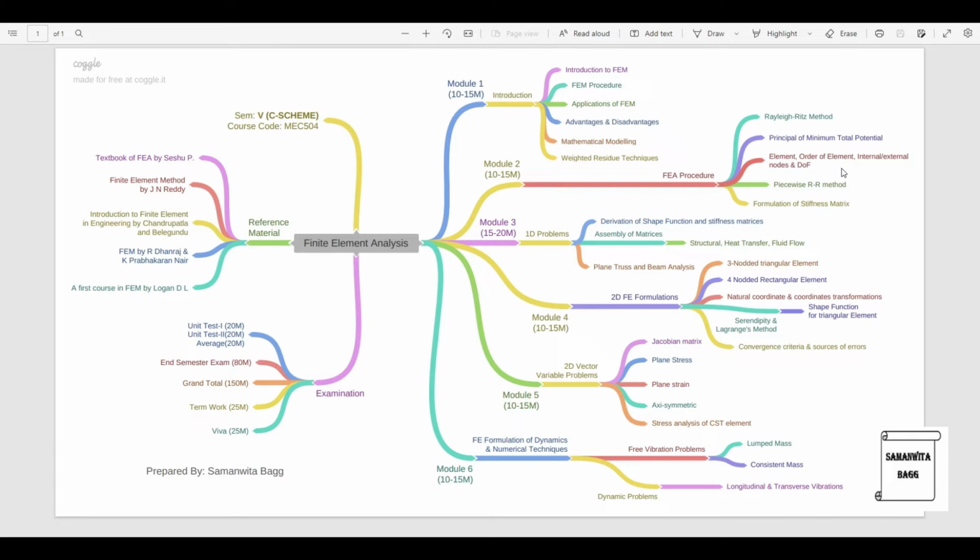So reading about them is important. Next comes the piecewise RR method. Now this technique can be asked as a theory question. It is very rarely asked as a numerical question. So you can refer to this mainly as a theory question only.